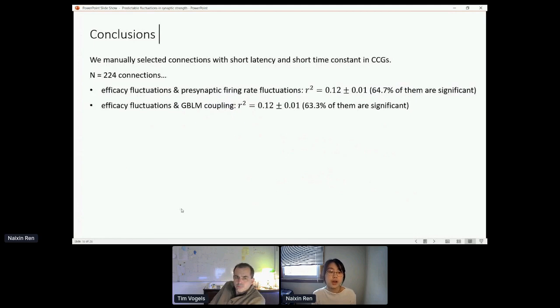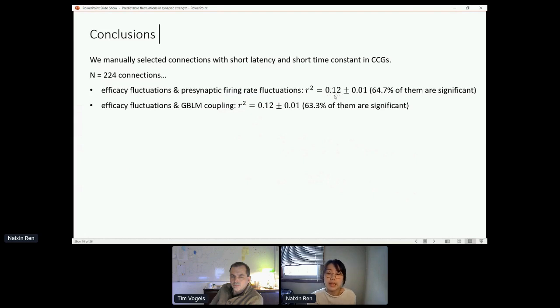Okay, so for a summary of results, for the current stage, we manually selected connections with short latency and short time constant in the peaks in CCGs. So in that case, we know for sure that these are strong and clear connections. And for now, we've run GBLM on 224 connections. In all these connections, we calculated the mean R square between efficacy fluctuation and presynaptic firing rate fluctuation. And the mean R square is about 0.12.